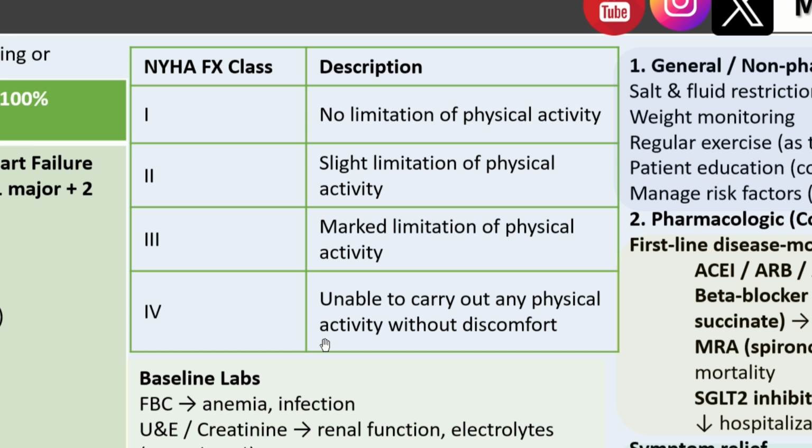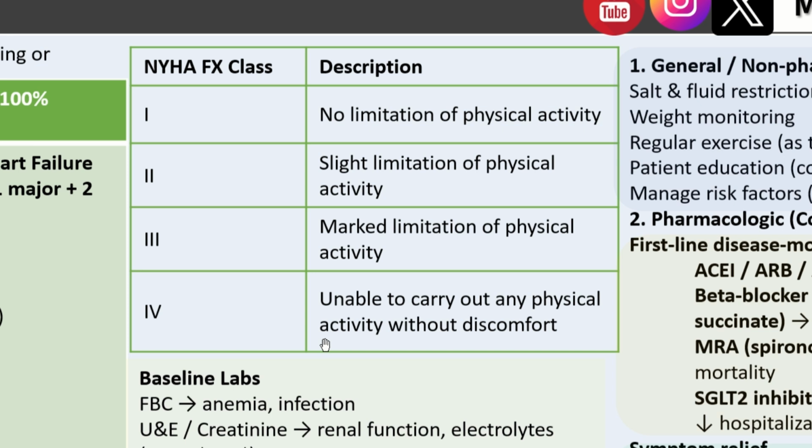Then in class 3, they actually have marked limitation of physical activity. Maybe let me try to give an example. So in class 1, someone says, I'm normal, I can do normal things, I can walk, I can run. Then class 2, someone is like, if I walk maybe like 3 flights of stairs or for a long distance, I feel some discomfort. Then class 3, someone is actually having a lot of discomfort when they try to do that. Maybe tries to run a bit or walk a distance that he normally would, and he feels like he can't do it.